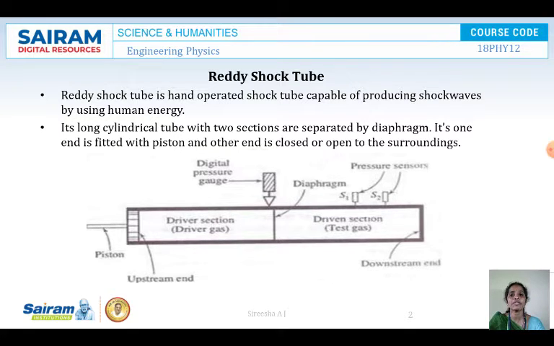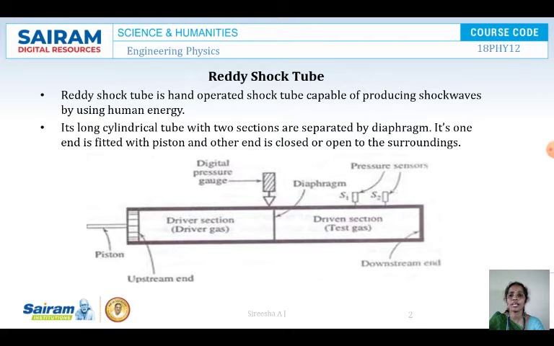A Reddy shock tube is a hand operated shock tube capable of producing shock waves by using human energy. As I said, it is just like a cycle pump. It has a piston, and we will see exactly how it is constructed. It is a shock producing device, generating a shock wave in a tube using human energy.